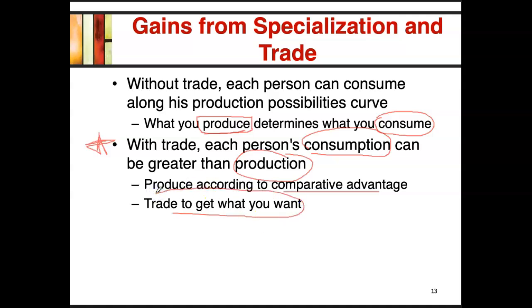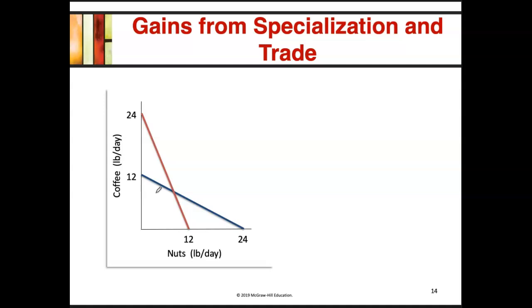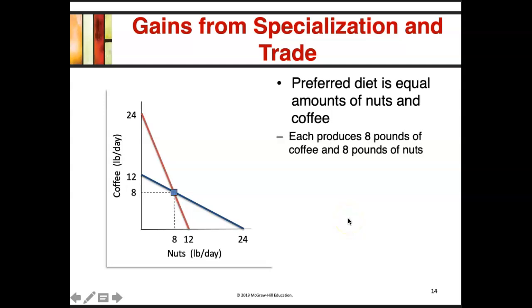Now we combine Nathan and Claire. They meet each other, and let's assume that their preferred diet is equal amounts of nuts and coffee. So they produce 8 pounds of coffee and 8 pounds of nuts, and that is always going to happen at the point where the production possibilities curves intersect, which is right over here. So each produces 8 pounds of coffee and 8 pounds of nuts.